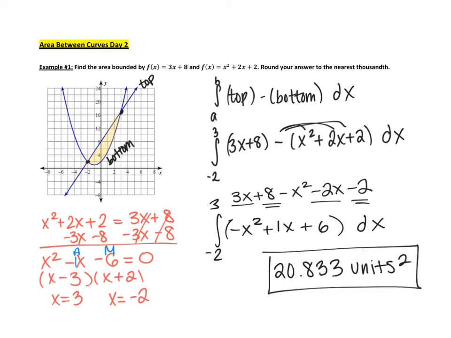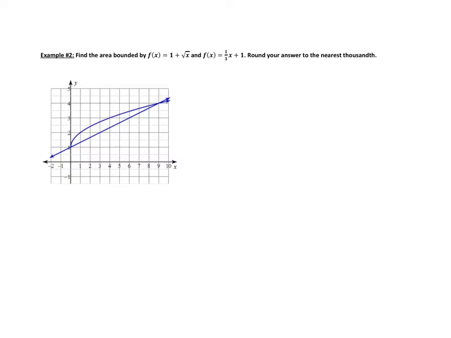Perfect. All right, let's try another one. I wanted to go over a question like number 2 that included radicals because solving for the points of intersection is a little bit interesting. Obviously I want to find the area bounded by this curve and this curve. The area between them, if we just want to shade it in, would be all of this stuff right in here.